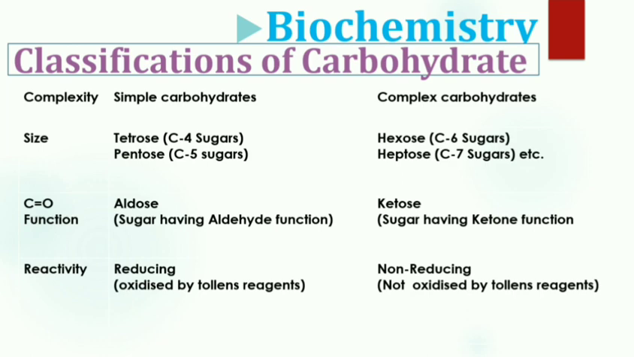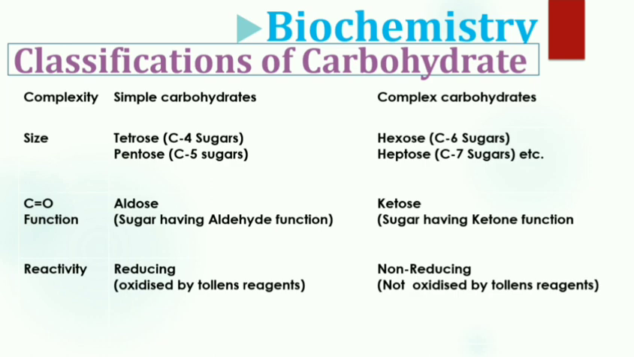Then it is also classified on the size of the carbohydrate, meaning the number of carbon atoms. These are classified as tetrose, pentose, hexose, heptose. Tetrose means a C4 sugar, pentose a C5 sugar, hexose a C6 sugar, heptose a C7 sugar, and so on.